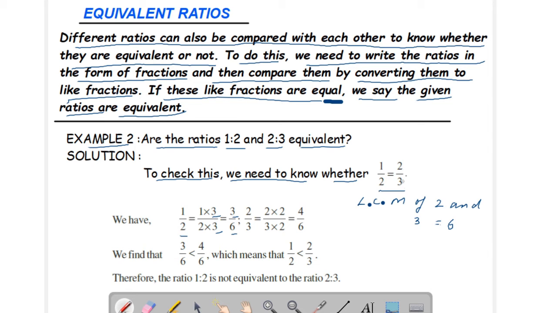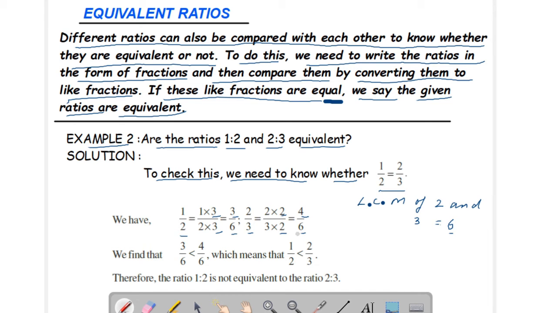Similarly, take the second fraction, that is 2/3. Here the denominator is 3. Dividing the LCM, that is 6, by 3, we will get 2. So multiply the numerator and denominator of this fraction by 2. What do we get? 2 into 2 is 4, and in the denominator, 3 into 2 is 6. Your fraction becomes 4/6. Here see, the first fraction is converted into 3/6 and the second one is 4/6.